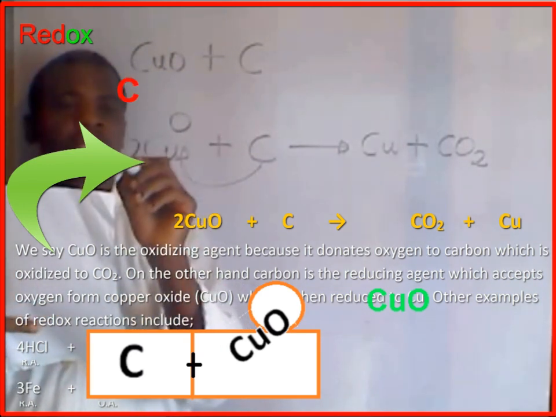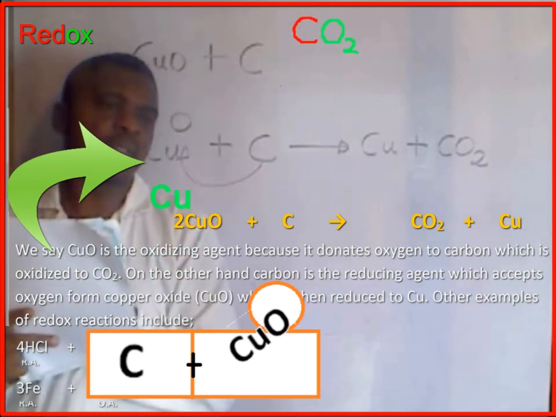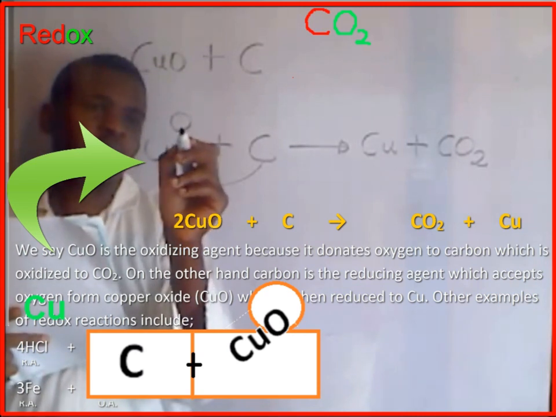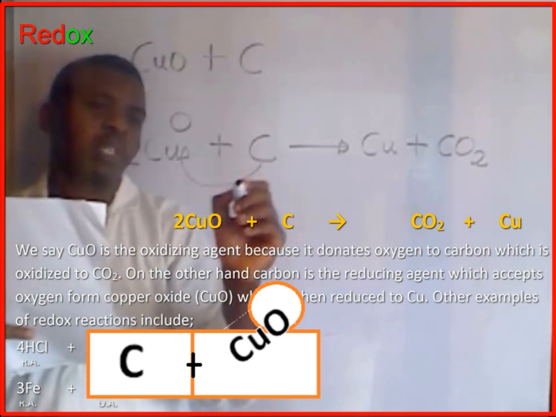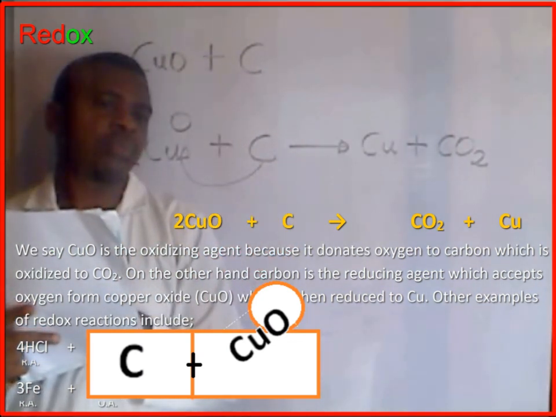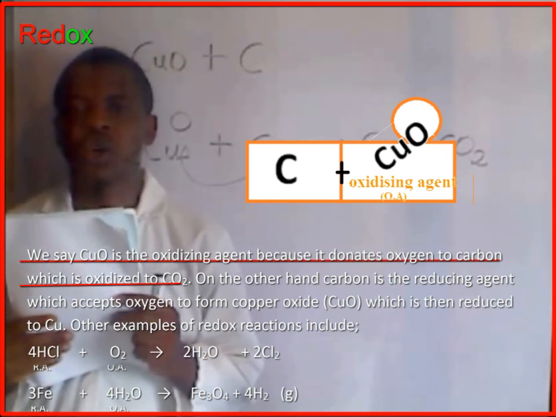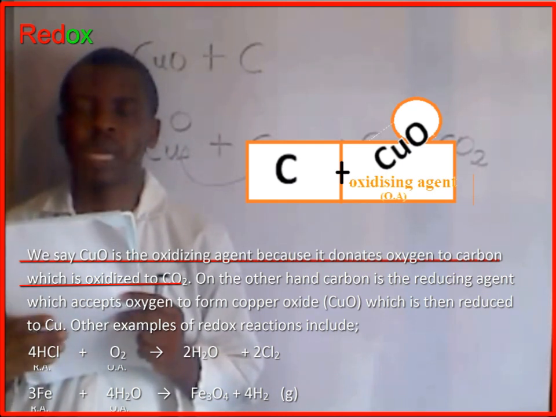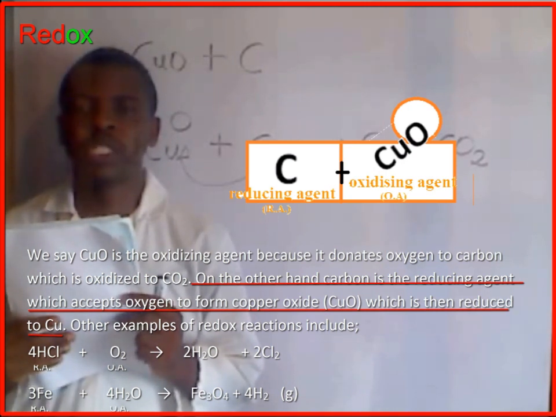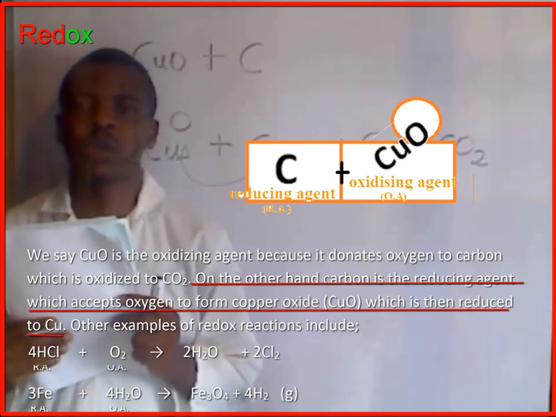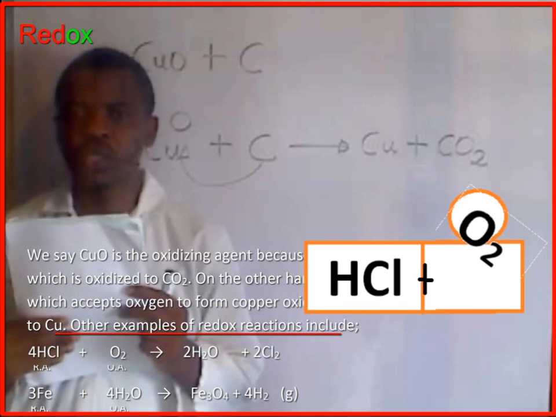So let's balance this equation. So yeah, copper oxide is the oxidizing agent because it donates oxygen, while carbon is the reducing agent because it gains oxygen. We say that copper oxide is the oxidizing agent because it donates oxygen to carbon, which is oxidized to carbon dioxide. On the other hand, carbon is a reducing agent which accepts oxygen to form copper oxide, which is then reduced to copper.